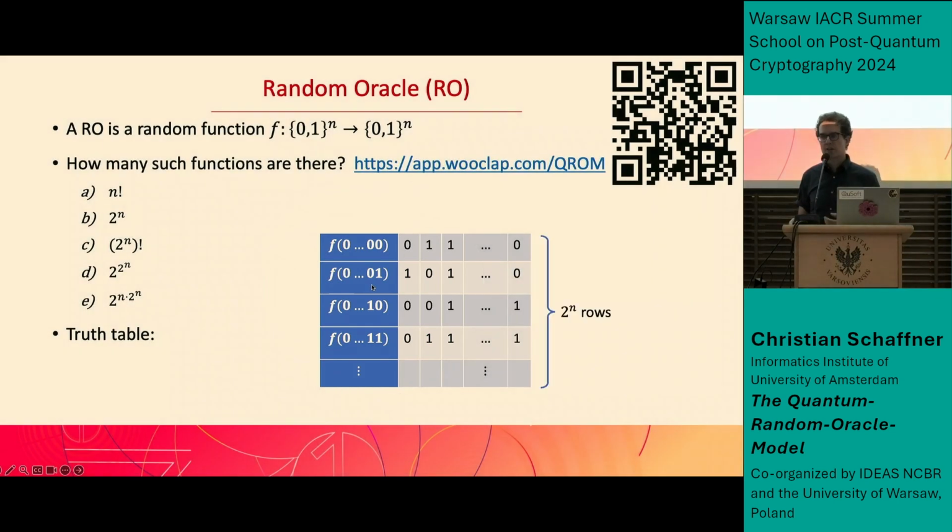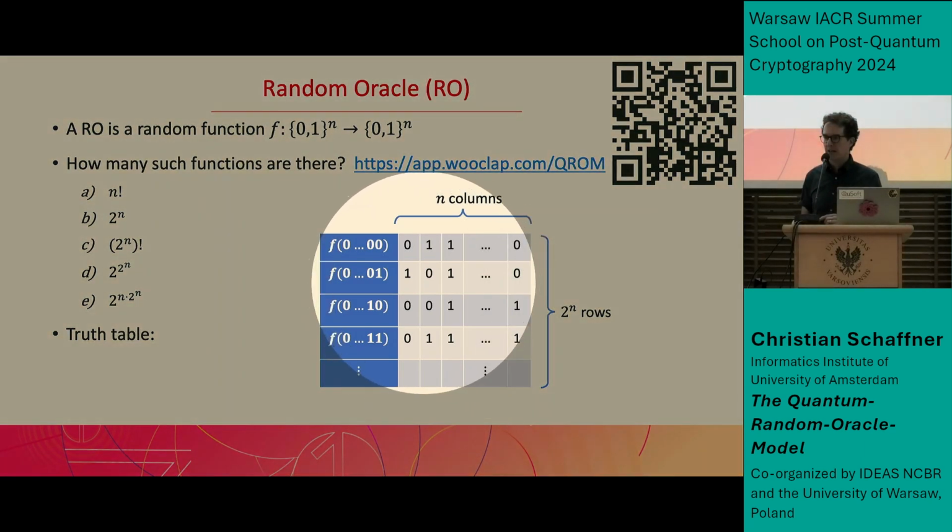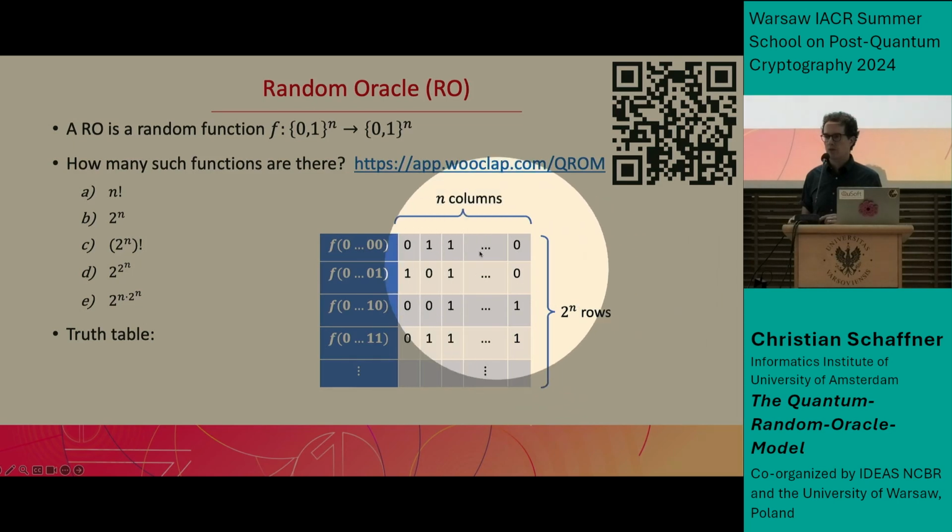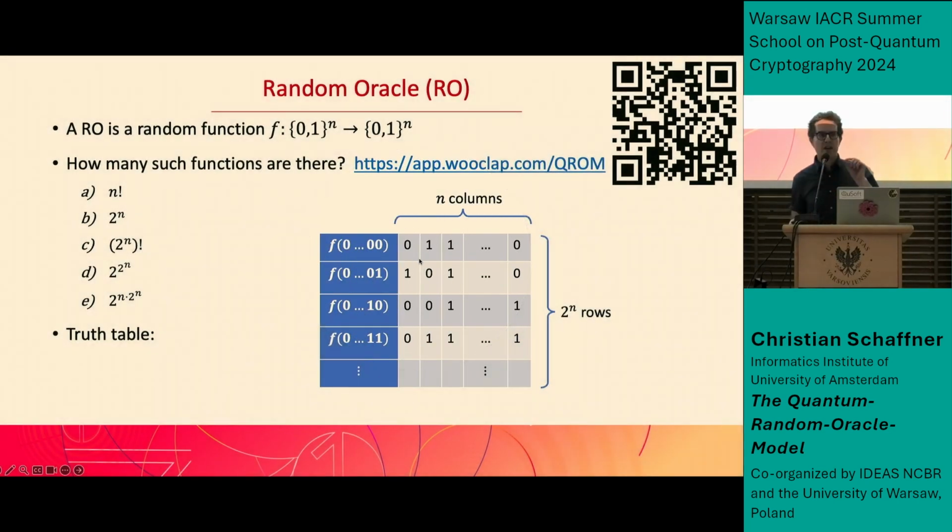And now we can count. This function has 2 to the n possible inputs, so it has 2 to the n rows. And in every row, we have to specify n bits. So this truth table has n columns and 2 to the n rows. Every time we change a single bit in this table, we get a different function, because then we assign a different output to an input.